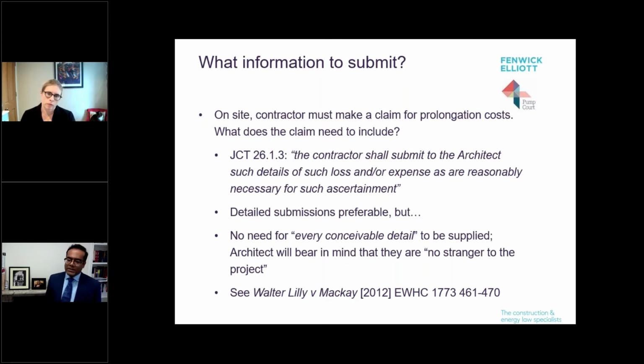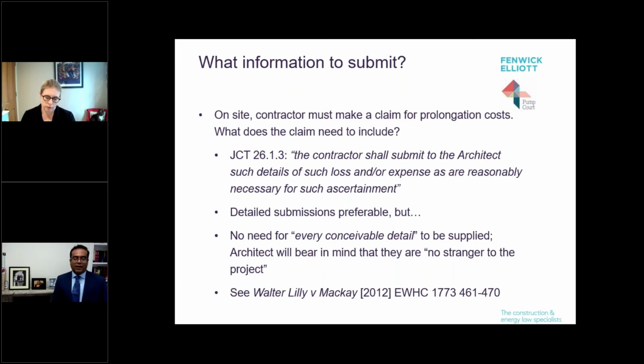Now, my perception of the case law is that the English courts really do not like this at all. And the high watermark is the Walter Lilly and Mackey case, sometimes known as Walter Lilly against DMW, which is cited at the bottom of this slide. And that was dealing with the JCT form of contract, but we can take wider principles from that case.